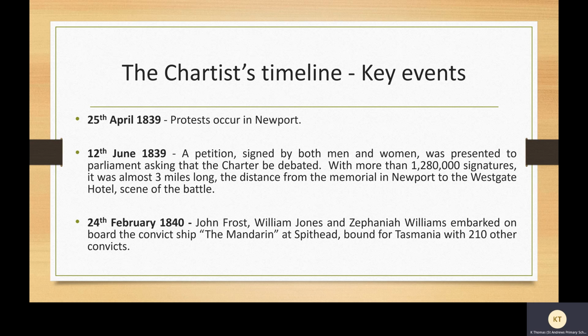The 12th of June, 1839, a petition signed by both men and women was presented to Parliament asking that the Charter be debated. With more than 1,280,000 signatures, it was almost 3 miles long, the distance from the memorial in Newport to the Westgate Hotel, scene of the battle.